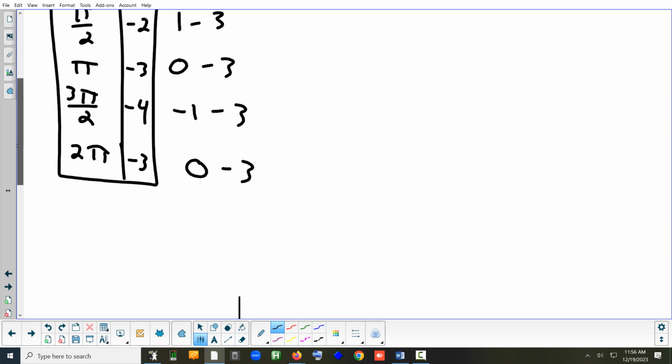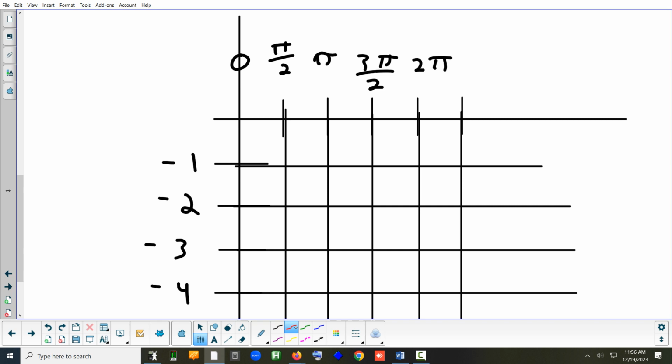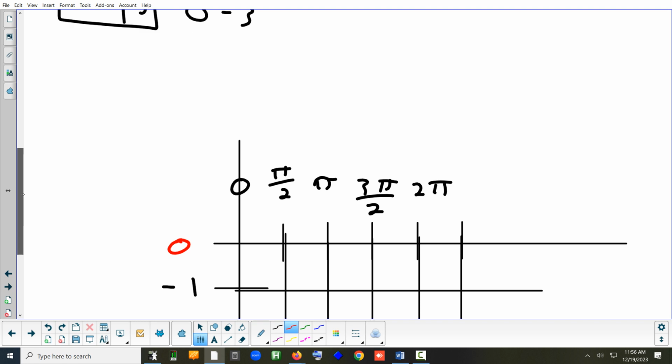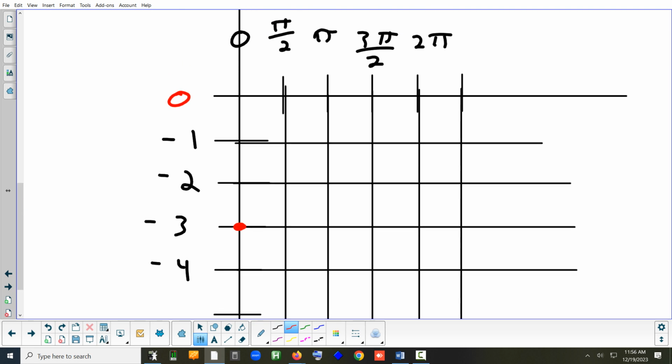All right, so we've got 0, negative 3. Can somebody just tell me, we've got pi over 2, negative 2. How about pi? Negative 3. And then 3 pi over 2? Negative 4. And 2 pi? Negative 3. There you go. So that's your sine function shifted down 3 units.